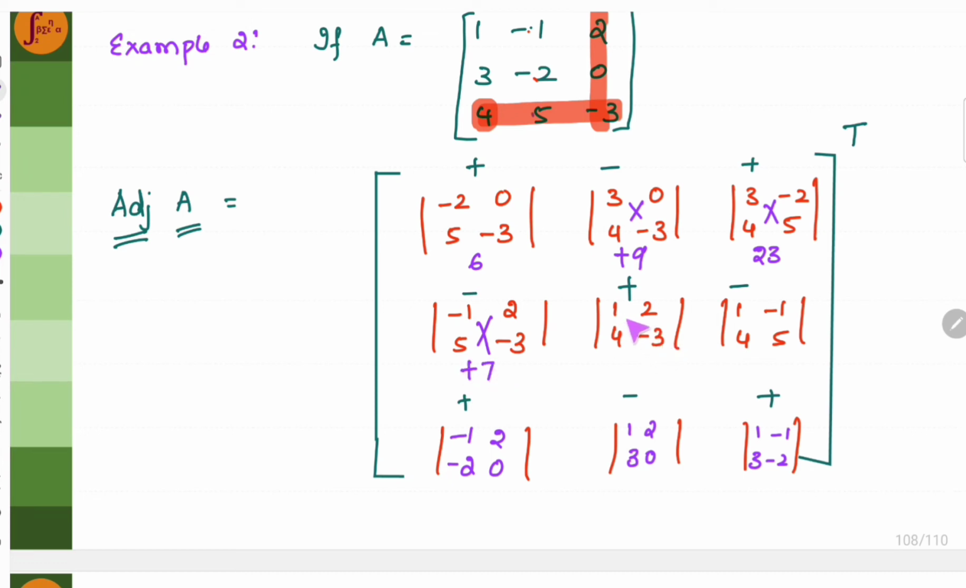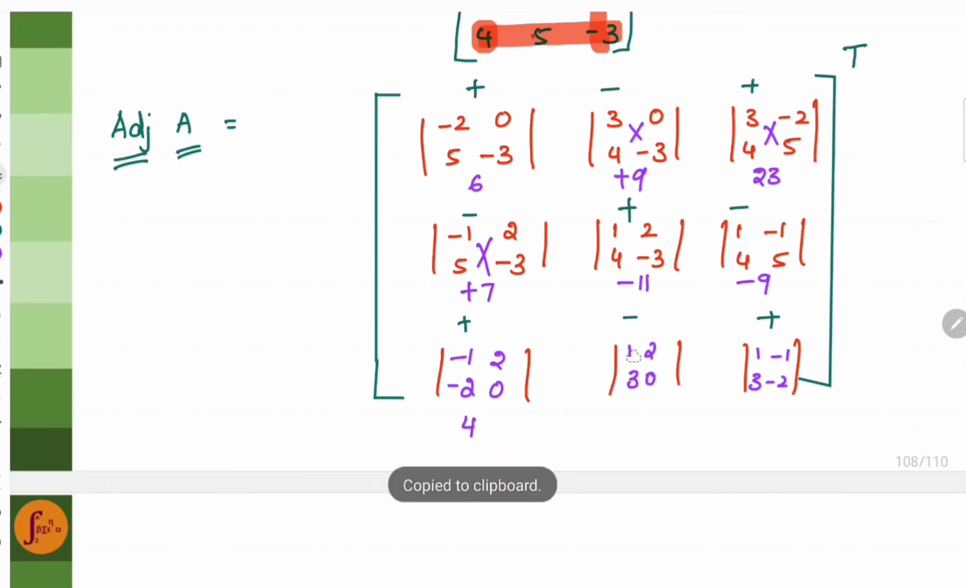Then similarly here, minus 3 minus 8, you're going to get minus 11. Then 5 minus of minus 4, so 5 plus 4, 9. And then there is minus here, so minus 9. Similarly for the third row, you'll get 0 plus 4. For this one, 0 minus 6 and minus is here, so plus 6. And this is minus 2 minus 2 plus 3, which is 1.